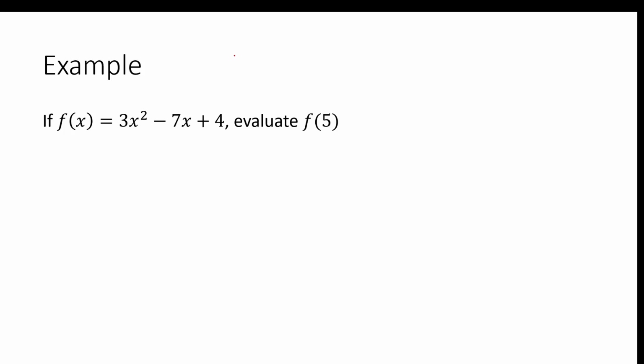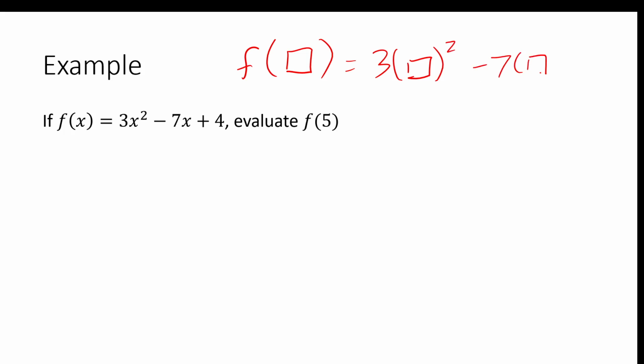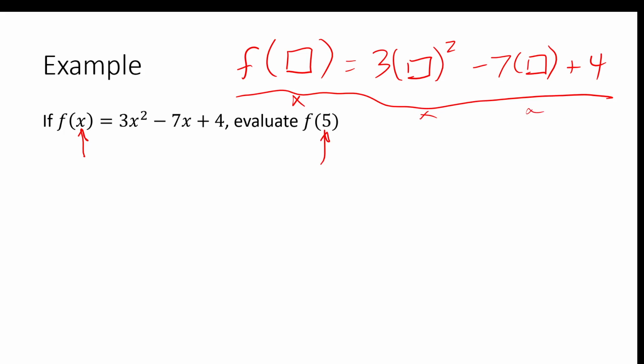If we tell you f of x is 3x squared minus 7x plus 4, what we're really saying is f at block is 3 block squared minus 7 block plus 4. And we can plug anything into that block. So if it's an x, then this expression reads 3x squared minus 7x plus 4. But instead of an x, what if I put a 5 there? That's pretty simple. If you put a 5 there, then just plug a 5 in for that block.